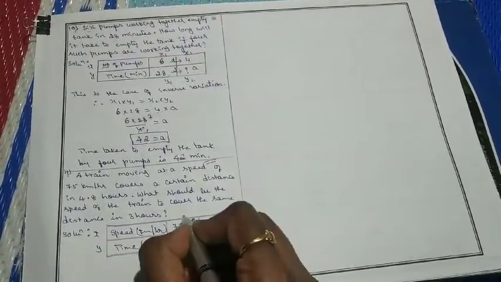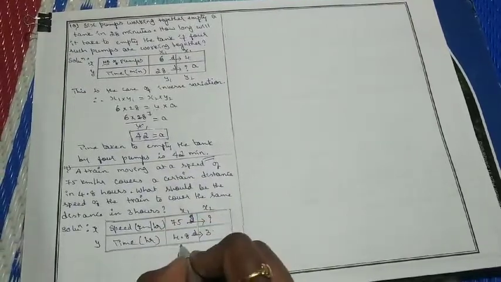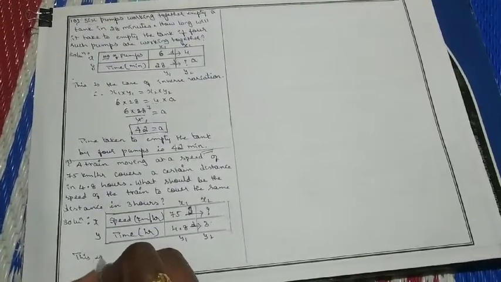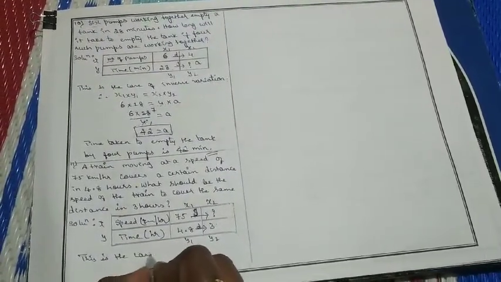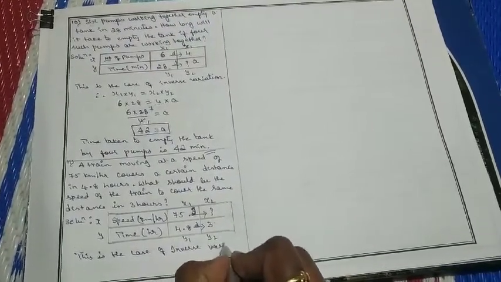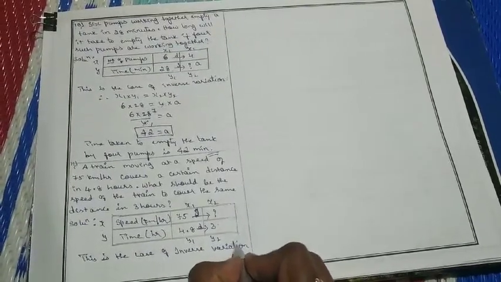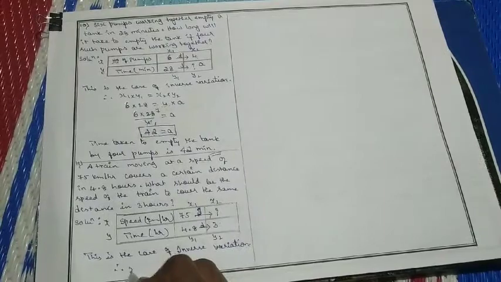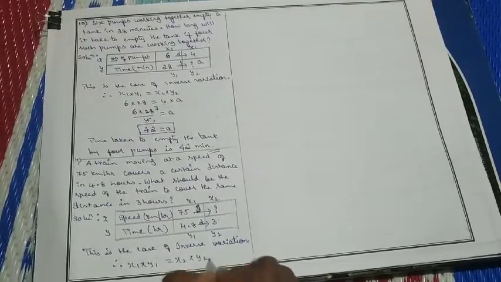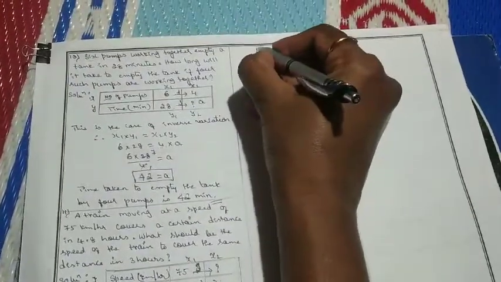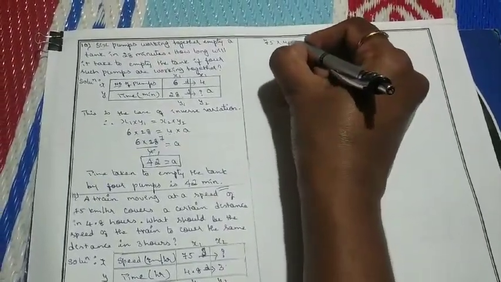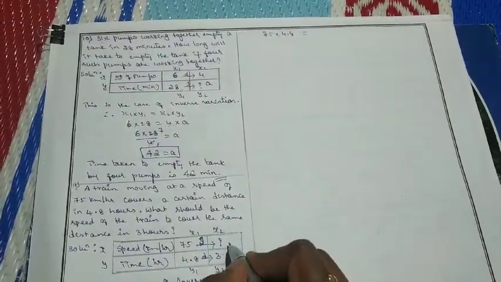So x1, x2, y1, y2. This is the case of inverse variation. Therefore, x1 into y1 equals x2 into y2. So x1 is 75, into y1 which is 4.8, equals x2, which we don't know.